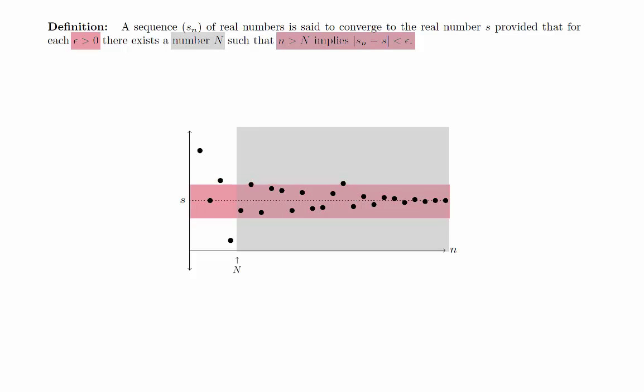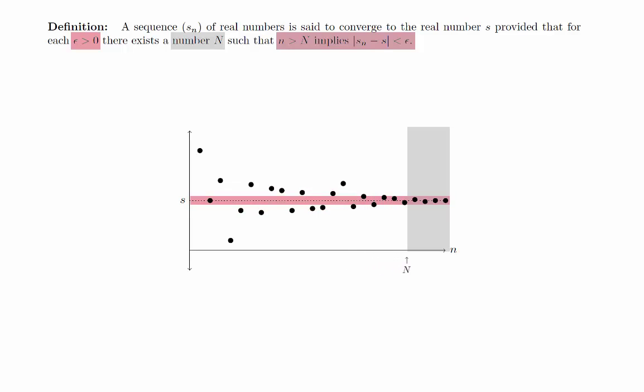Notice that if we make epsilon smaller, we have to push n further out. The claim of convergence is that no matter how small we make epsilon, we will always be able to find an n far enough out so that all the terms in the sequence fall within that band. In class, we will work with numerical examples to show the interplay between epsilon and n to build a deeper understanding of the concept of convergence.